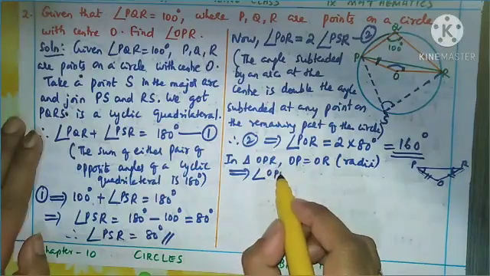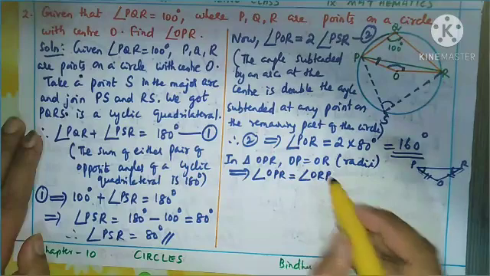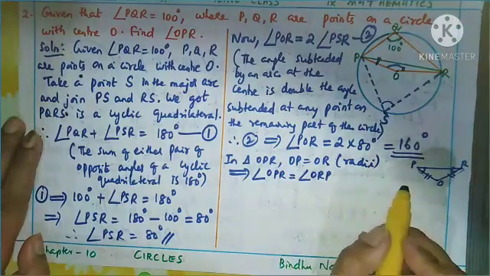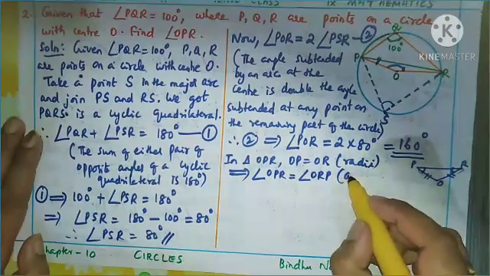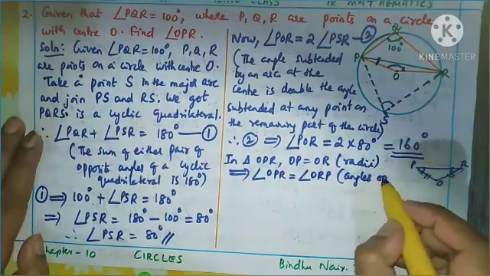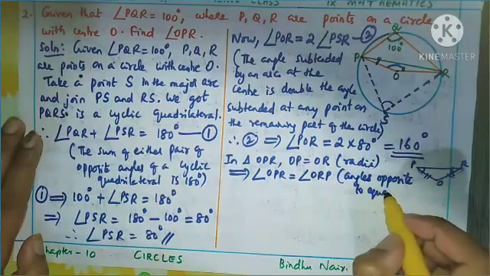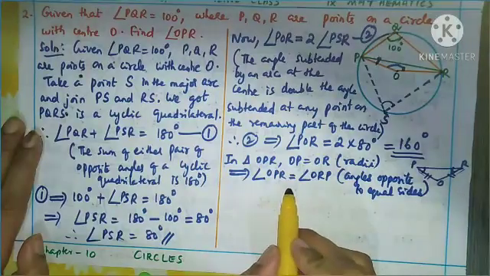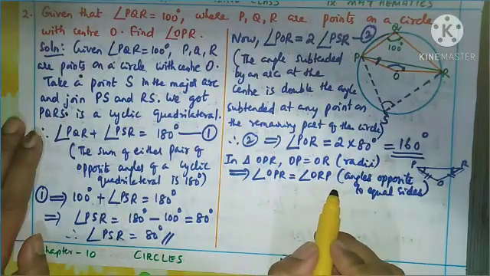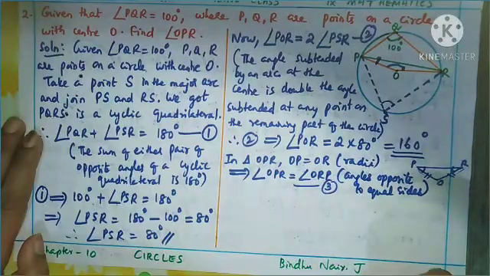That is, angle OPR is equal to angle ORP. They are the angles opposite to equal sides of a triangle. Angles opposite to equal sides are equal. So OPR equals ORP. We can name this equation number 3.